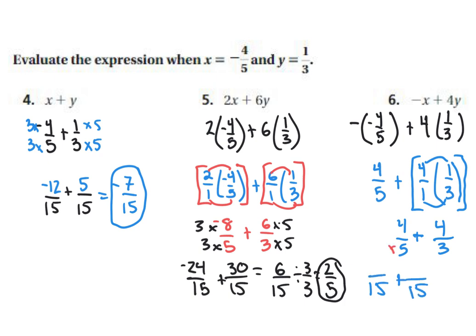On the left side, we multiply by 3 over 3, so we get 12/15. On the right side, we multiply by 5 over 5, so we get 20/15. So that's 32/15. And 32/15 would be the same as 2 and 2/15. Sorry, I got a little cramped there, but 2 and 2/15.